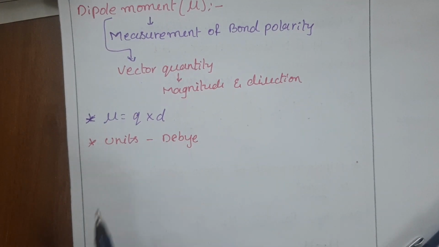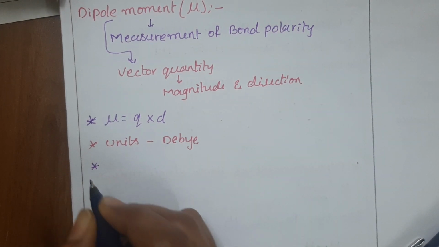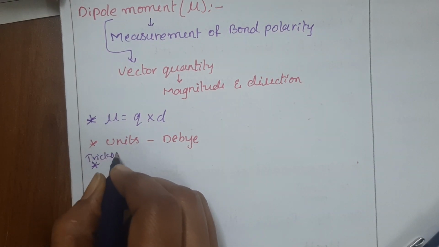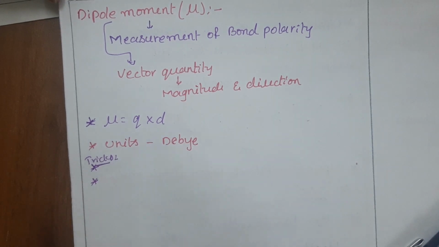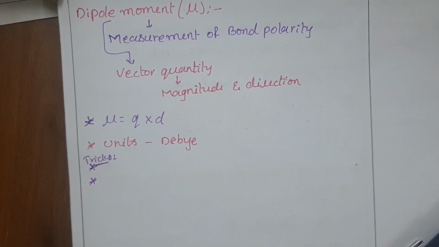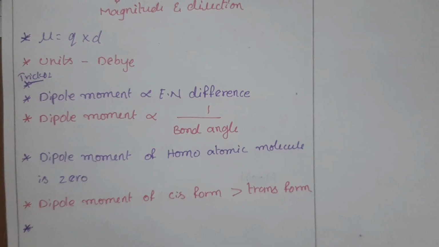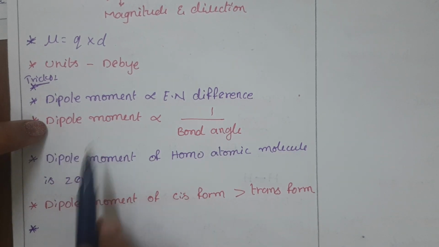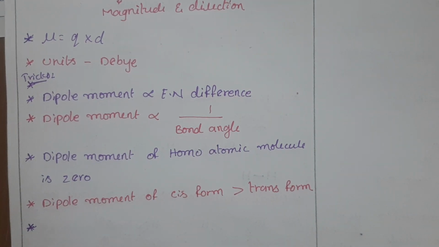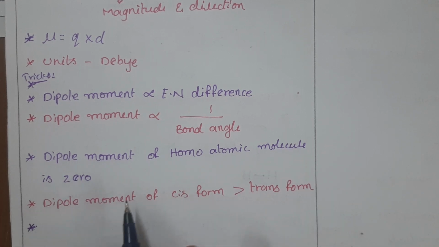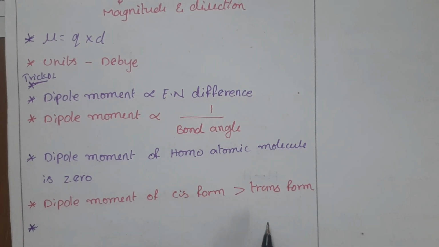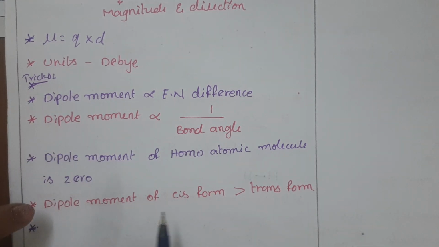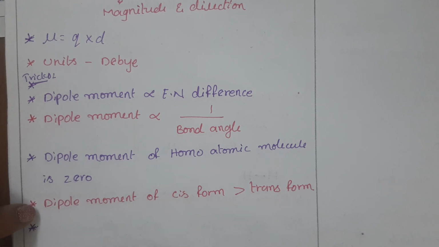Now let us see the tricks which I explained in the previous video. Tricks of dipole moment: the first one is that dipole moment is directly proportional to electronegativity difference, and dipole moment is inversely proportional to bond angle. Dipole moment of a homoatomic molecule is 0, and dipole moment of the cis form is always greater than the trans form. I already explained these 4 tricks in my previous video. If you want to watch that video, please check the link in the description box.